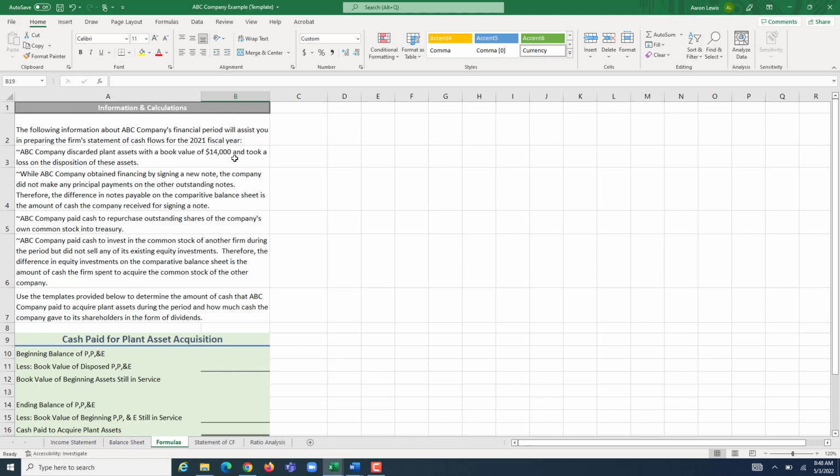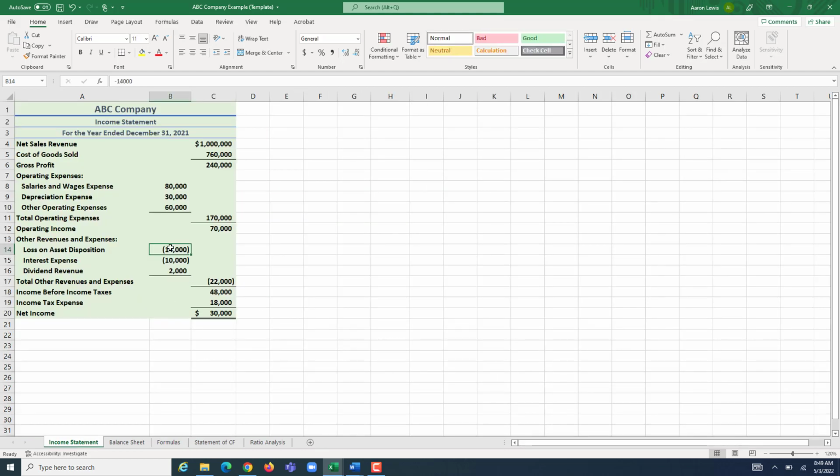That $14,000 would have reduced net income, but it wouldn't reduce cash flow. It's not like you go and throw something in the dumpster and then someone comes to you and says, hey, that was worth so much money, give me an amount of cash equal to what that was worth when you threw it out. You get 0 cash out of it. So that's an adjustment we need to make. It's also the reason that they are reporting a loss on asset disposition of $14,000 on their income statement.